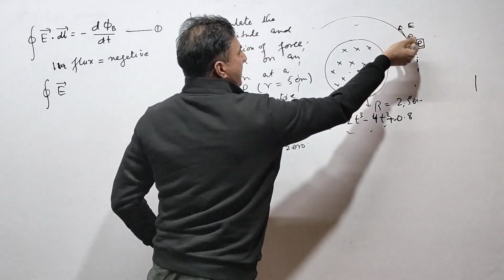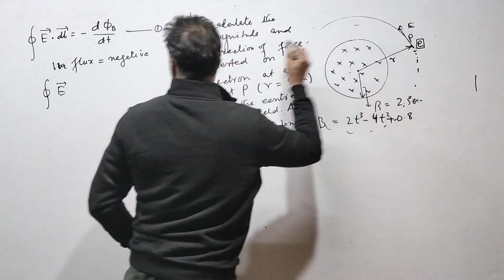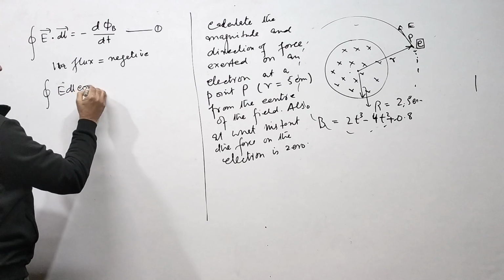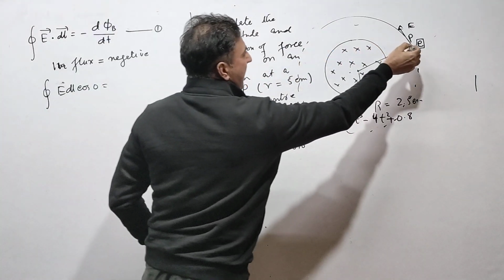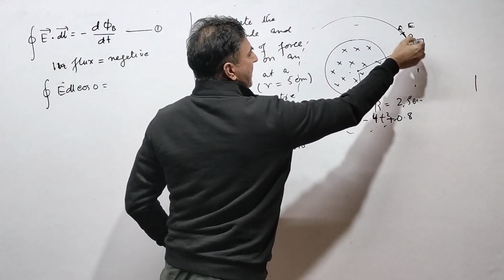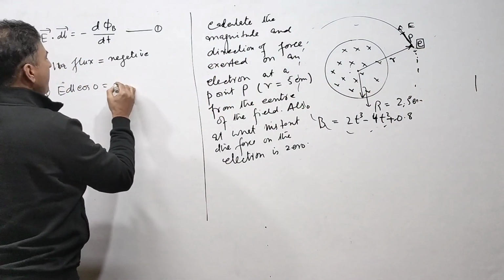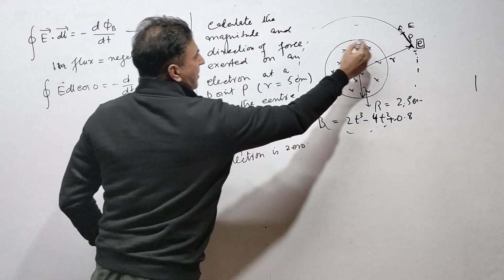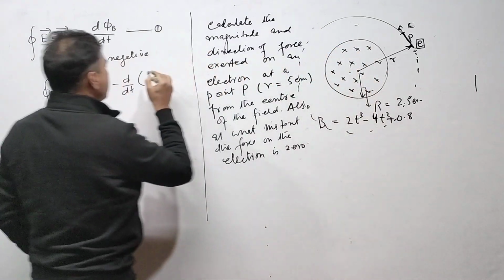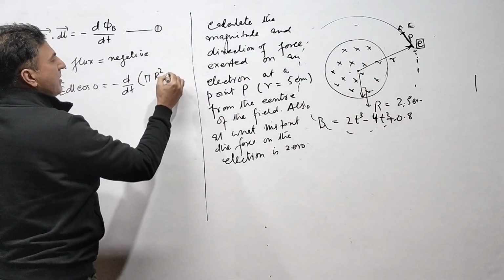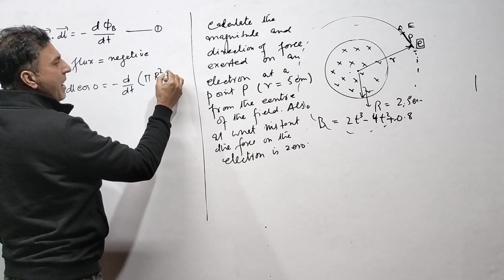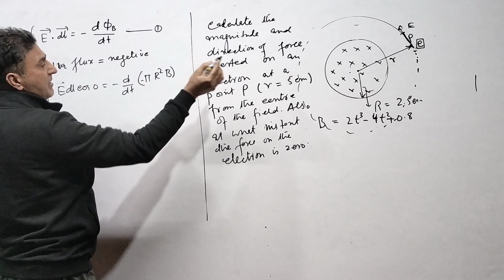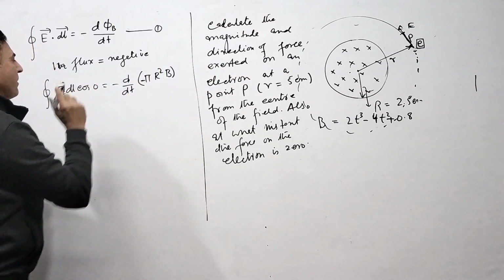E dot dl, if you integrate the electric field over this path, it will be E dl cos 0. Why? Because the angle between the electric field and the path length is 0. So that will be minus d by dt of the flux. What is the flux in this region? That is pi r square B with a negative sign, because the flux is inwards. So this will become positive.